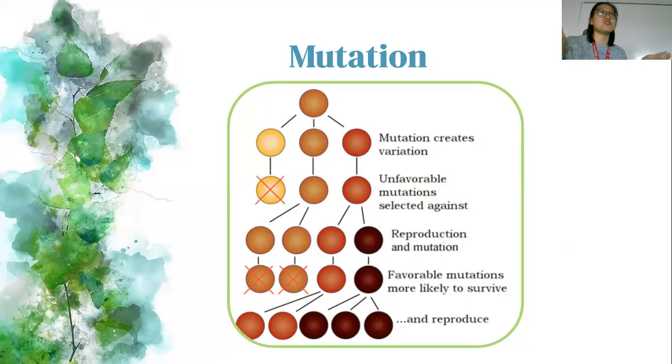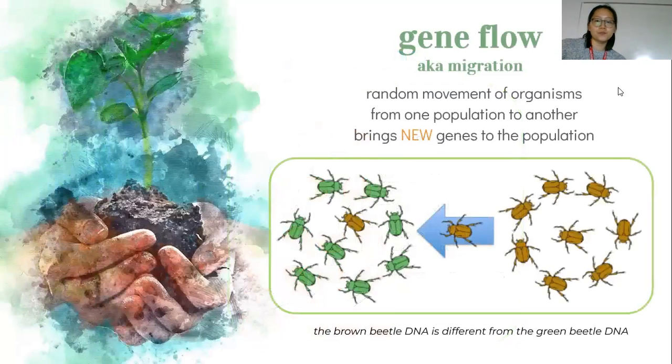Because if the environment changes, then any differences that you have could all of a sudden increase your chances of surviving in the environment being different. So mutations will create variation. Unfavorable mutations, obviously, will get knocked out because they're not going to help your survival. And then reproduction and mutation will happen again, each generation, each time new cells are created, each time new reproductive gamete cells are created. And then favorable mutations are more likely to survive and reproduce and expand how much of the population they cover.